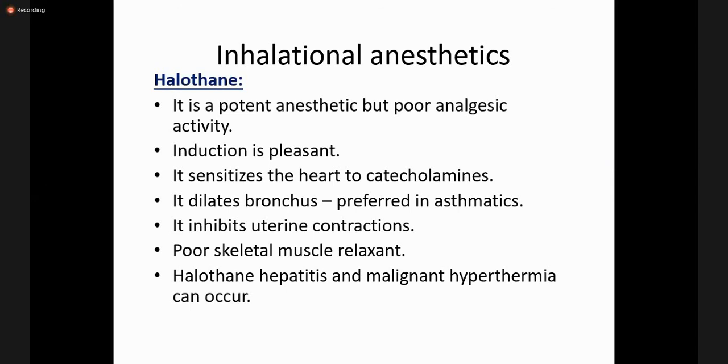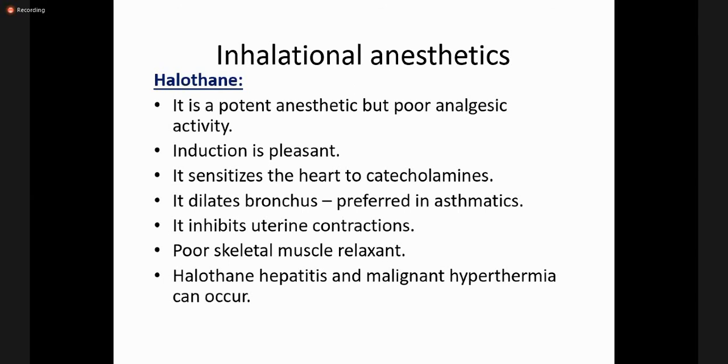Okay, it dilates the bronchi, so it is preferred in asthmatics. This is one of the beneficial points of halogen. It inhibits uterine contractions. So what does it mean? Can we use halogen to avoid premature delivery? We are only correlating here, because we are not using halogen to avoid premature delivery. When premature delivery occurs, powerful rhythmic uterine contractions start and can expel the fetus. So it inhibits uterine contractions, but clinically we are not using halogen for this purpose. We have other options, like Ventolin or other pharmacological agents that avoid premature delivery by relaxing the uterine muscles.